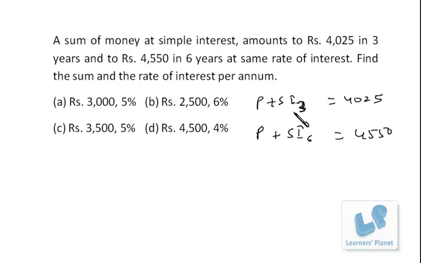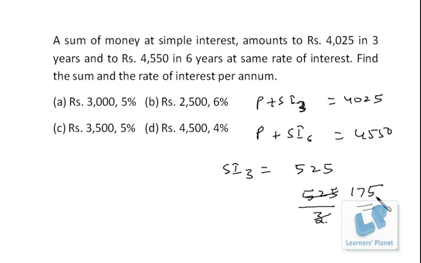So if we deduct this from this, we will be getting the simple interest for 3 years. That is 4550 minus 4025. So that is 525. That means simple interest per annum is 525 by 3. That is 175 rupees is the simple interest per annum.